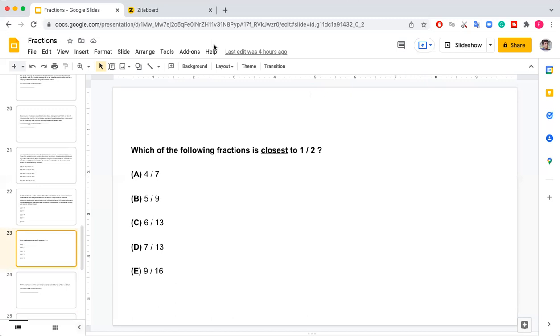B, C, D. C, C. B, C, maybe D also. See what the question is asking: which of the following is closest to 1/2? So this must be one answer, not more than that. Yes, C. Answer is C.